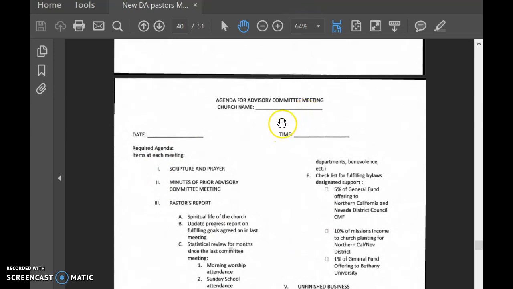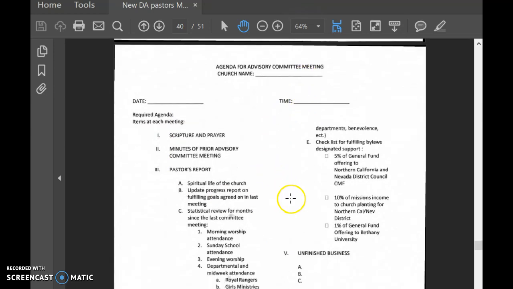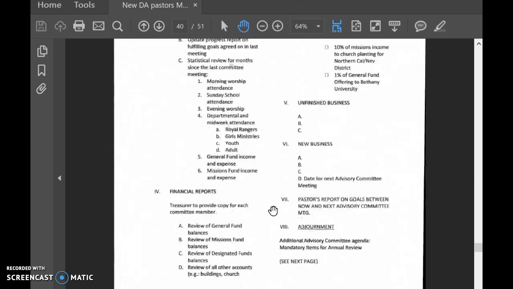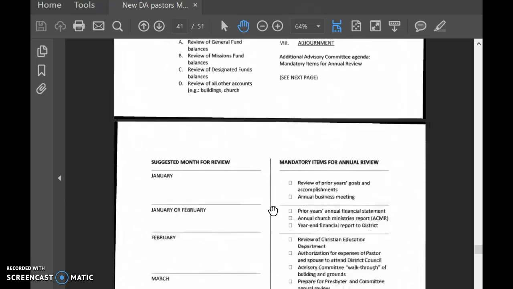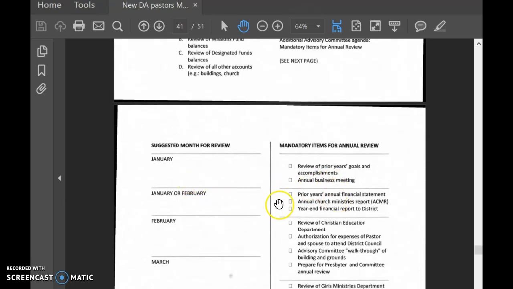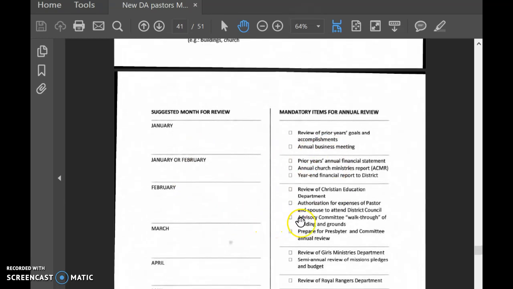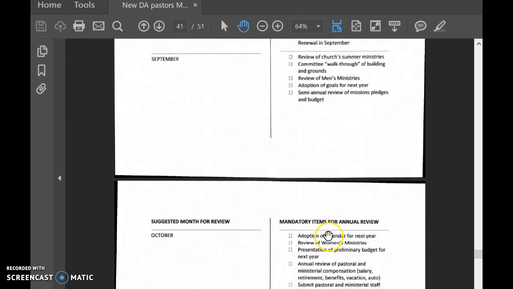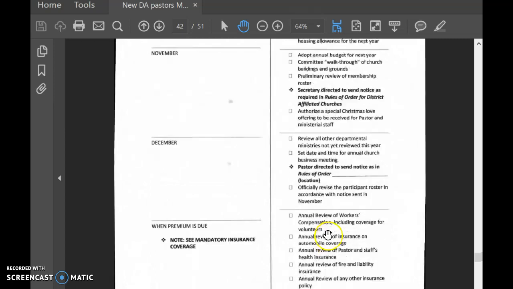And then I've also included an agenda. This is kind of like a template that you can fill out for your advisory committee meetings. Thought this would be helpful for you in each season that you're in, whether it's January or February, all of these different, which areas of the church to review. So I thought that would be helpful for you.